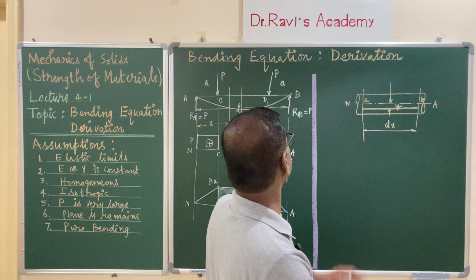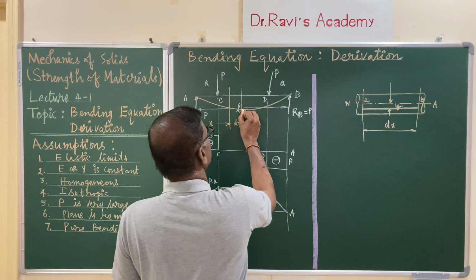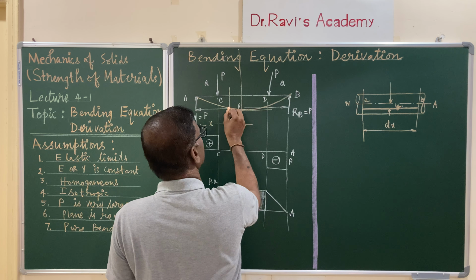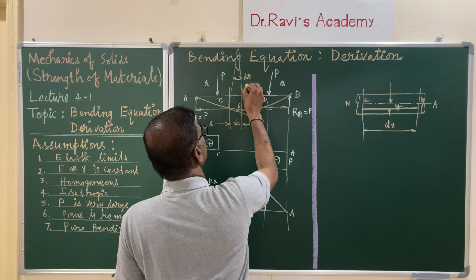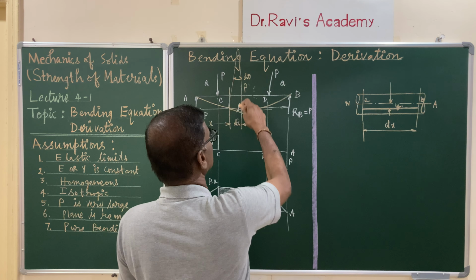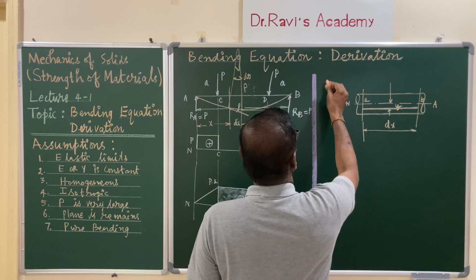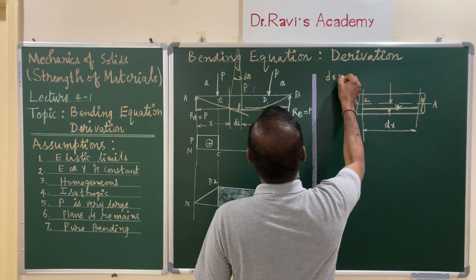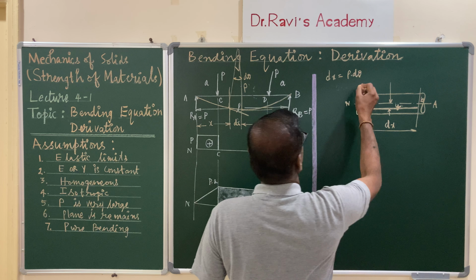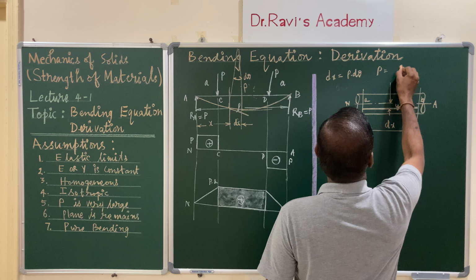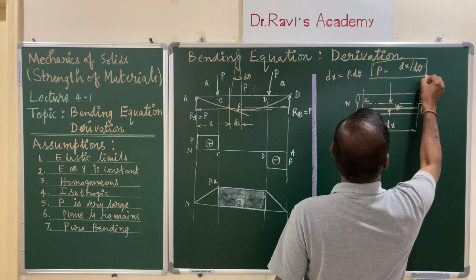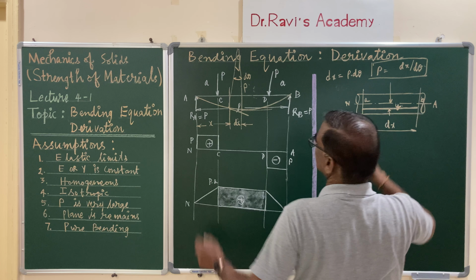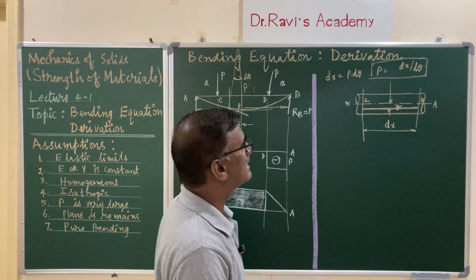Now once it is deflected, if you draw a tangent and a normal to it, and a tangent and normal to it, the included angle, let us call it d theta, and the radius of curvature is rho. The arc length dx is equal to rho into d theta, or rho is equal to dx by d theta. This is one expression from the beam diagram. Arc length is equal to rho into d theta. That is what is your dx.